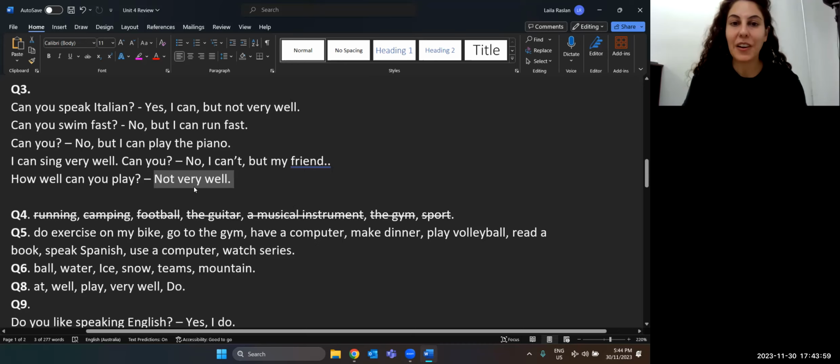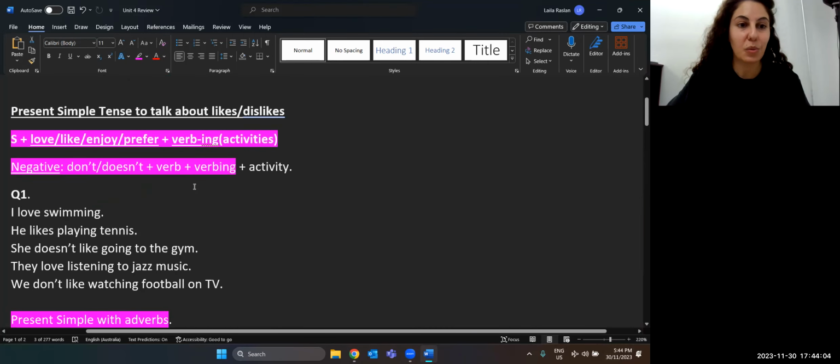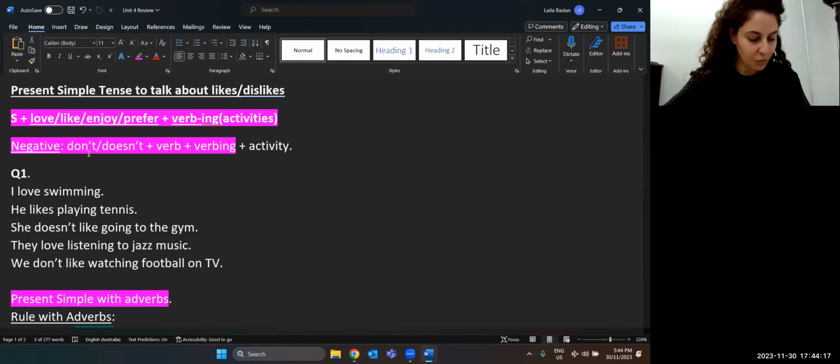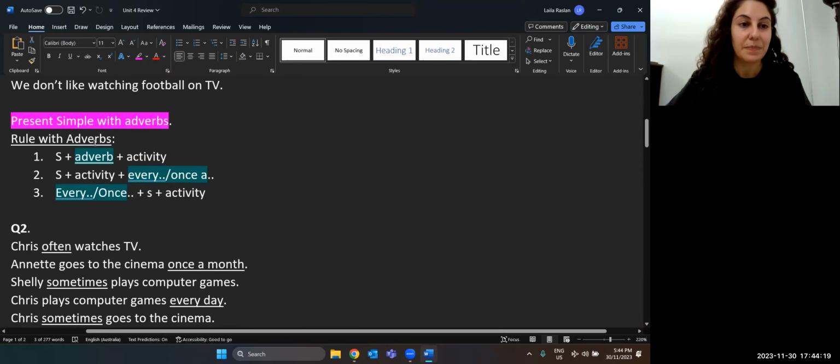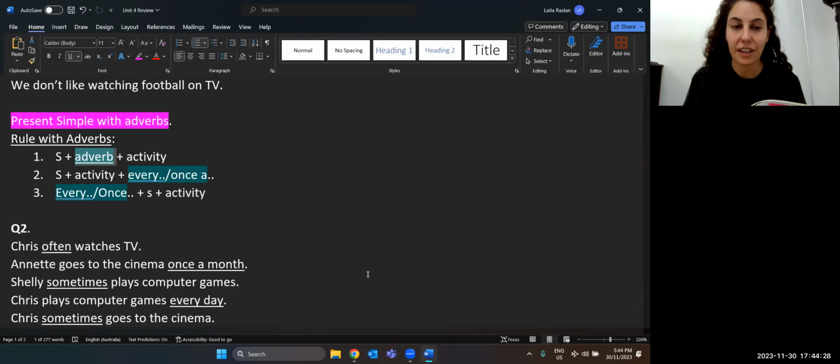Okay, so now we know how to talk about what we like to do. Remember, it was these rules, what we enjoy doing, what we like doing. Remember, the verb has the ing. We know how to make it a negative to say that we don't like to do something. We dislike it. We don't like it. And we know how to use adverbs to just show us how often you do it. Because I know you like to swim, but do you do it every day? Do you do it twice a week, every weekend?